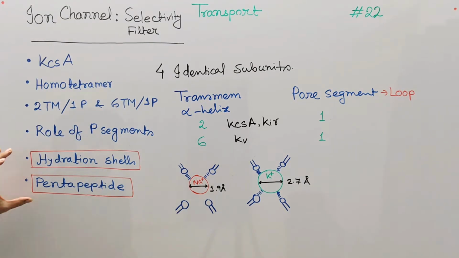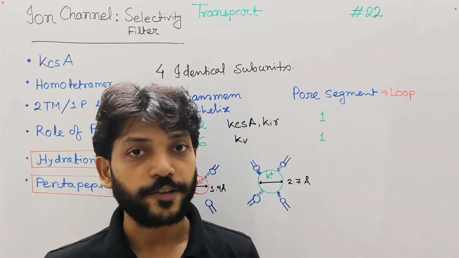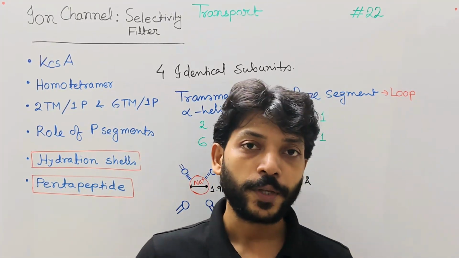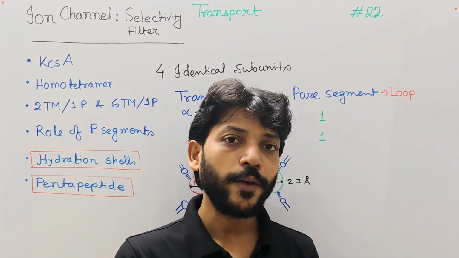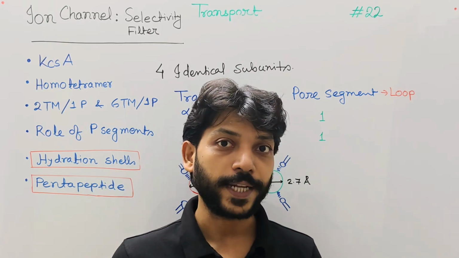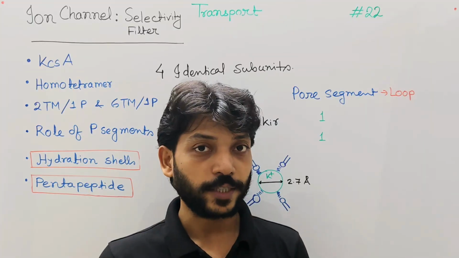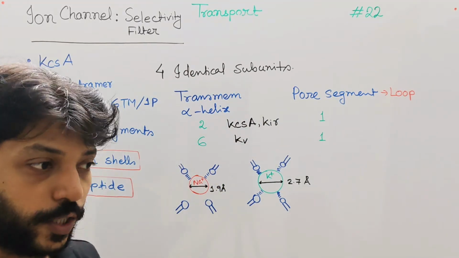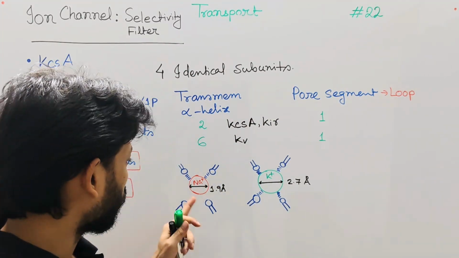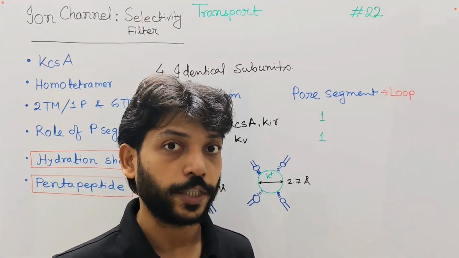Now, these 2 points are very important, so I have demarcated them in red color: hydration cells and the pentapeptide. What are hydration cells? When ions are present inside of a cell, that means in the cytosol, or outside of a cell, that means in the extracellular fluid, they are surrounded by water molecules. That's why it is called a hydration cell or cage.